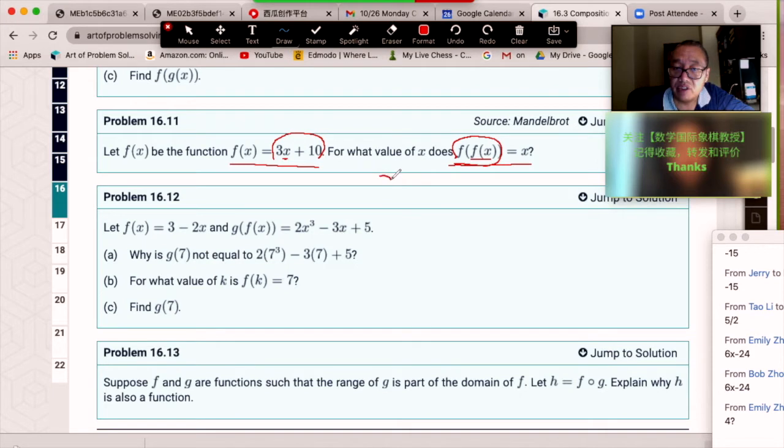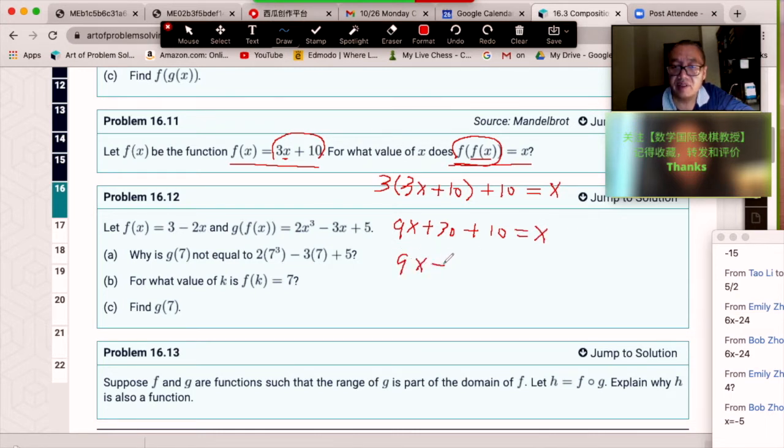So that means you need to do 3 times (3x plus 10), then plus 10. This equals x. Now expanded, you get 9x plus 30, then plus 10 equals x. Then you get 9x plus 40 equals x.